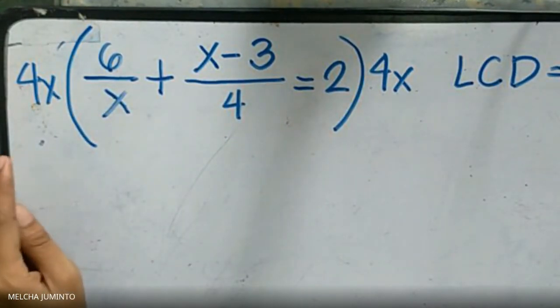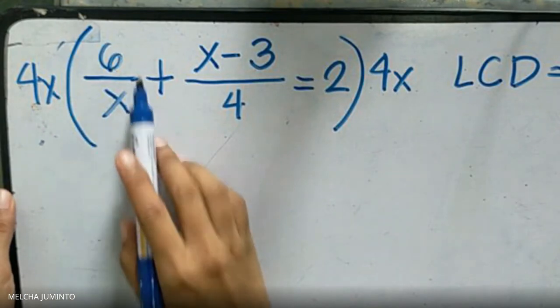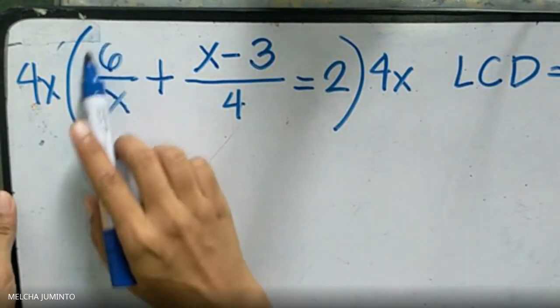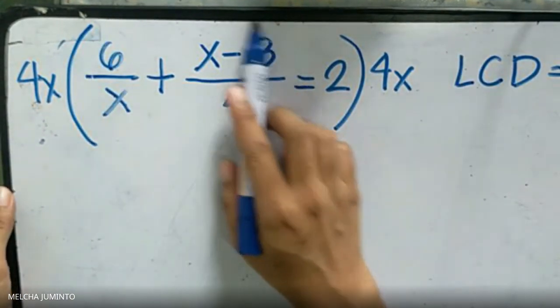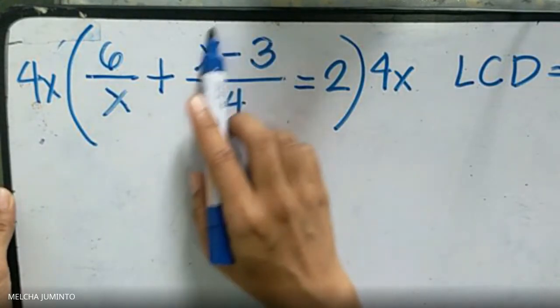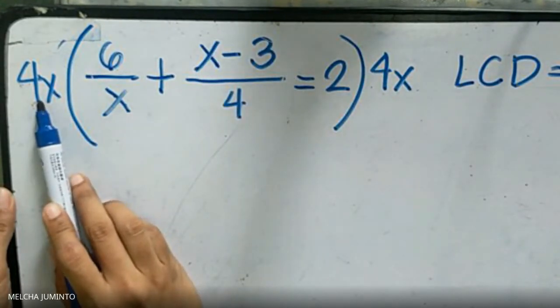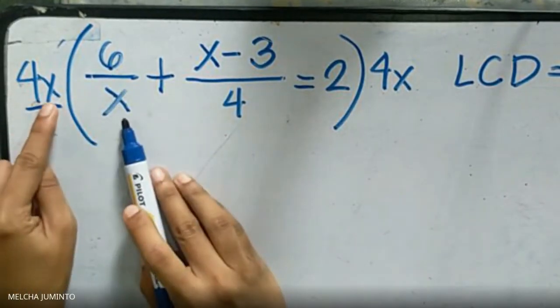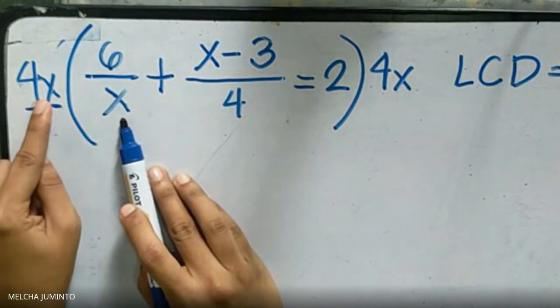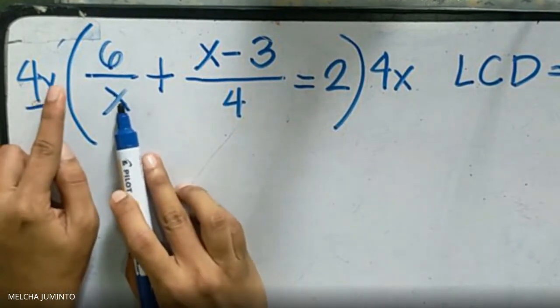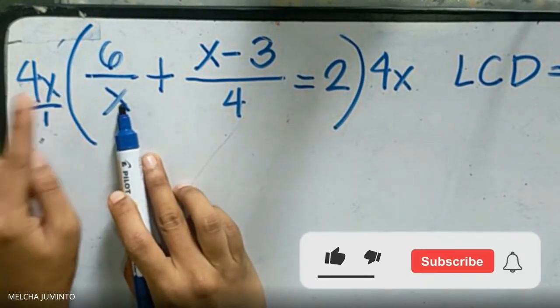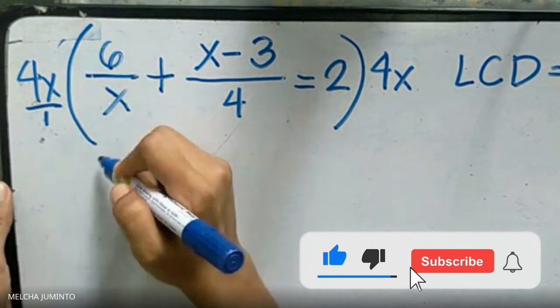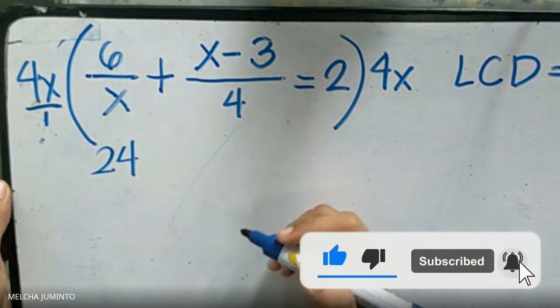Okay? Now, multiply every term. We consider 6 over x as one term, and we consider x minus 3 all over 4 as another term. Let's multiply 4x. 4x is in the numerator. We can cancel out x here. So 4x times 6 over x, cancel out x. What remains is 4 times 6, which will give us 24.